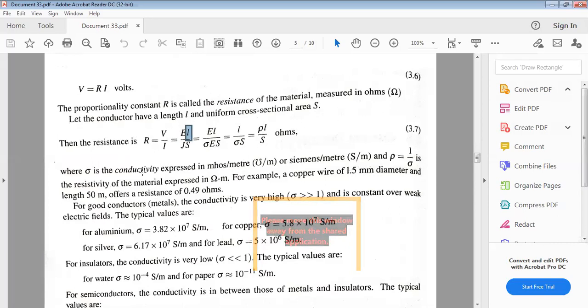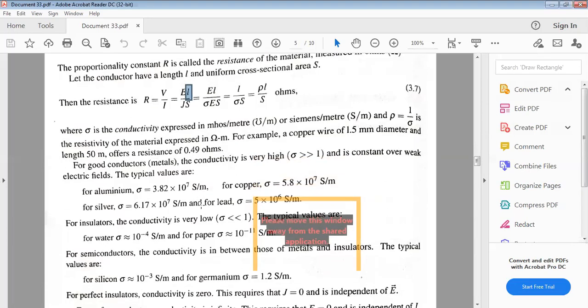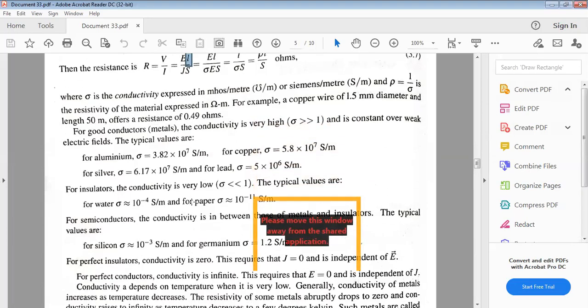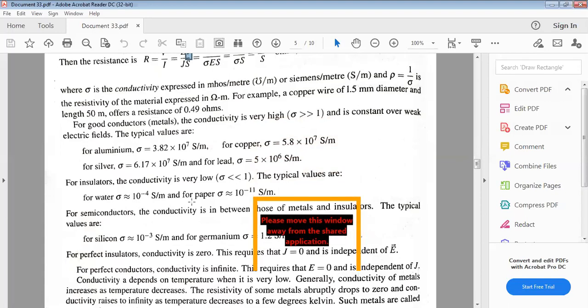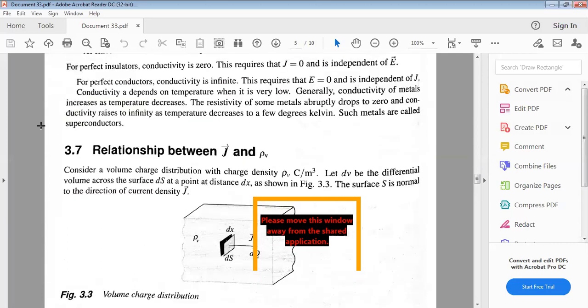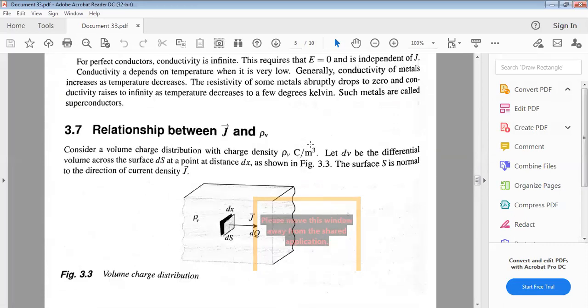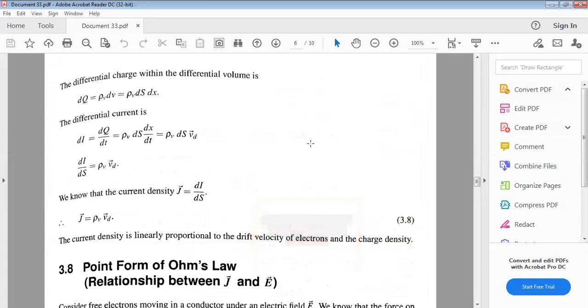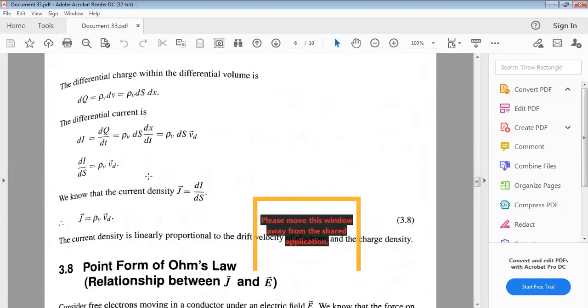So far, you only know R equals rho L by A. But how do you get that relation? This is the source of Ohm's law. And what are the typical values of conductivity of different materials? Aluminium, silver, water, semiconductors. And the relationship between J and rho V is very, very important: the relationship between conduction current density and volume charge density. See here, J equals rho V into VD. This is the point form. This is called the equation of continuity.